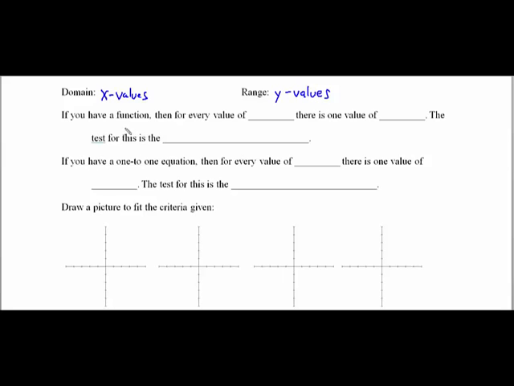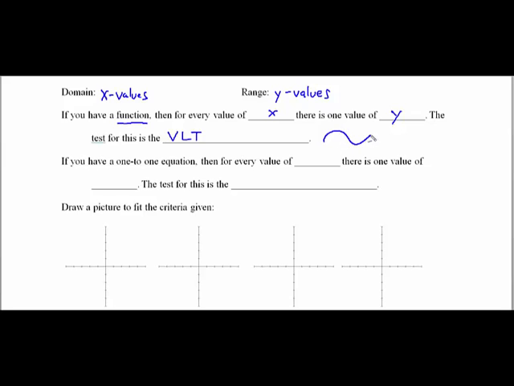It would also kind of benefit us to talk about what is a function. And a function is, for every value of x, there is one value of y. And the test for this is something called the vertical line test, or abbreviated as VLT. The vertical line test says if I have a line or an equation, it is a function if the vertical line only touches it at one spot.